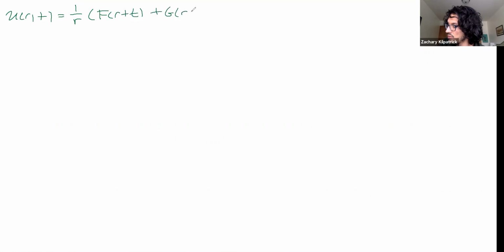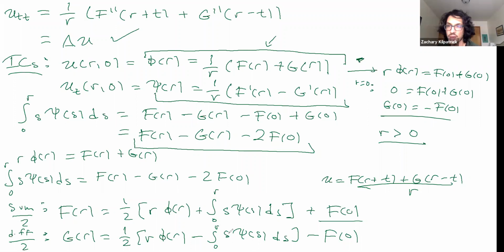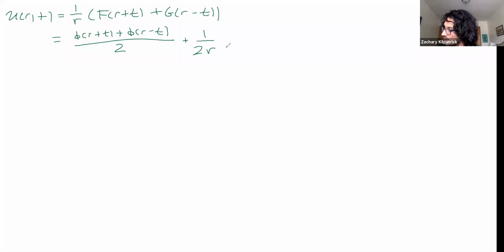plus t plus g of r minus t. And this is equal to then phi of r plus t plus phi of r minus t over just 2, right? Because the r now was canceled out in front, plus 1 over 2r. And I can combine those two integrals, right, by stitching together the limits of integration. And I flip the direction of it here. So if we look back here, right, I can flip the limits of integration just by incorporating this minus sign, and then I just sum the integrals together. And then this one goes from r minus t up to r plus t, right? So I have the integral from r minus t up to r plus t of s psi of s ds, okay?